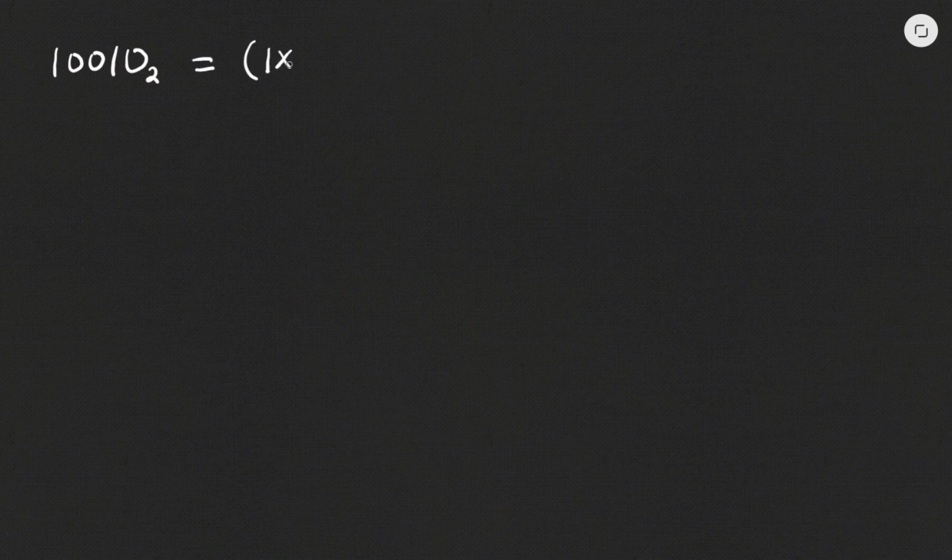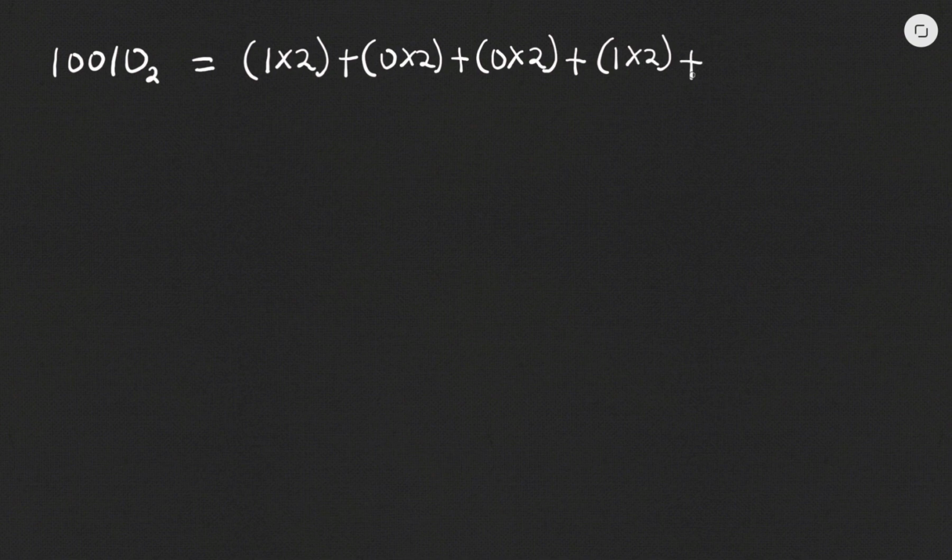So 1 multiplied by the base, which is 2, plus 0 multiplied by the base, plus 0 multiplied by the base, plus 1 multiplied by the base, plus 0 multiplied by the base. So we do the numbering. So the given powers, so 1, 0, 1, 2, 3, 4.